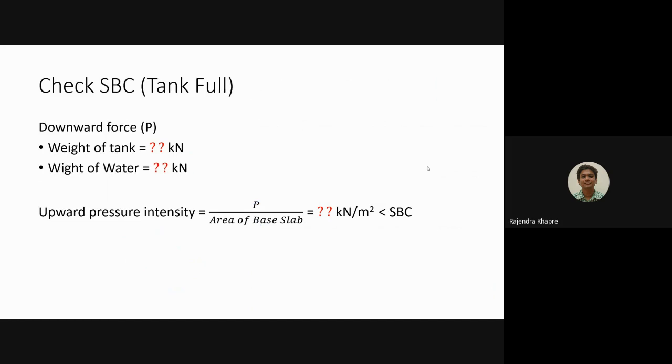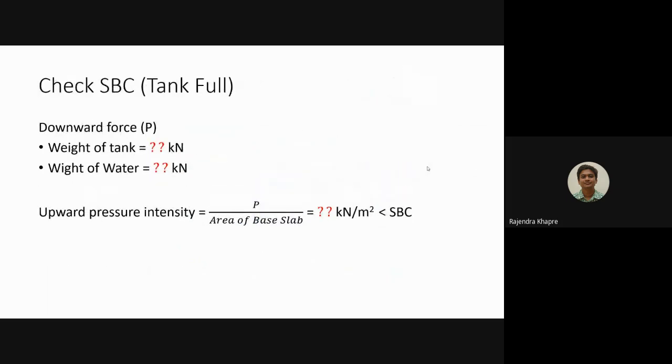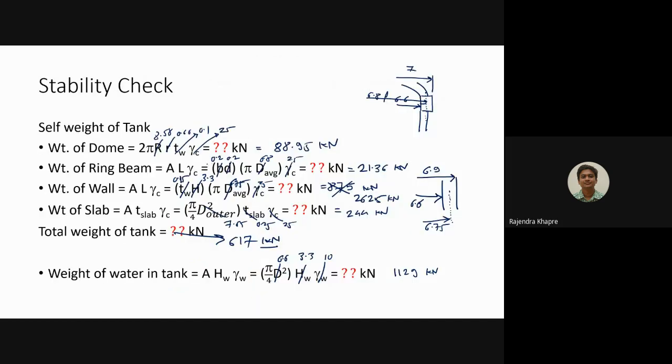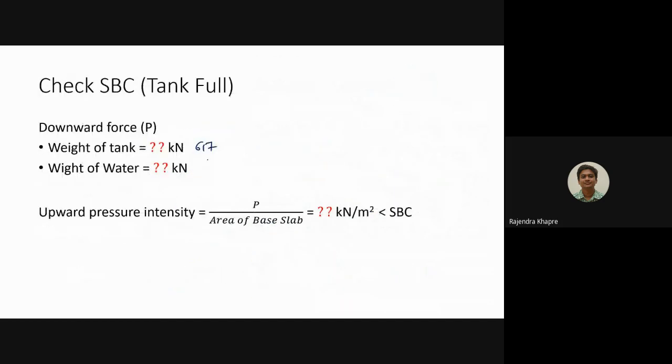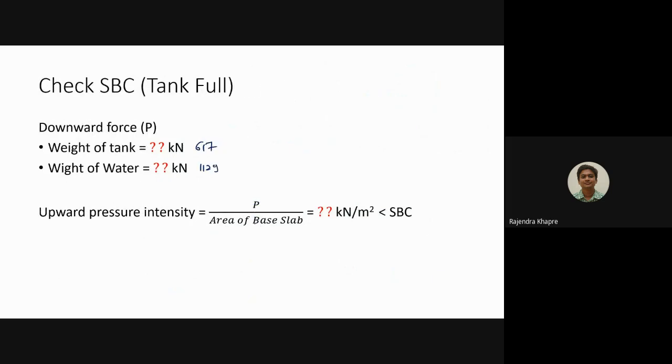Now let us talk about when the tank is full. Okay, so when the tank is full, the weight of the tank will come into picture, as well as the weight of the water will also come into picture. So the weight of the tank is 617. So this is 617, and the weight of the water you have calculated as 1129. Okay, so this is 1129, and the base area is 39.03. So this P is nothing but 617 plus 1129. Now tell me how much will be the upward pressure intensity below the tank?